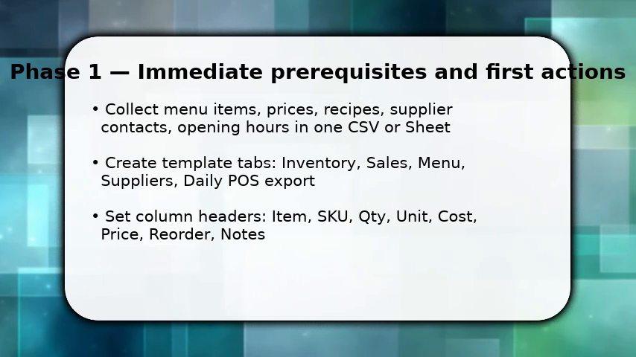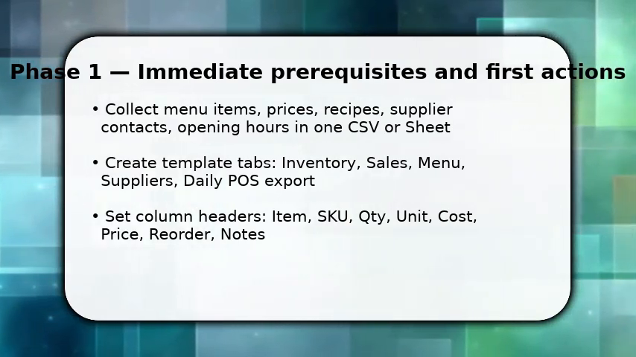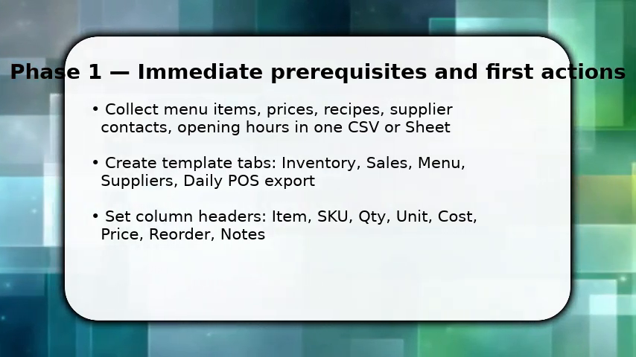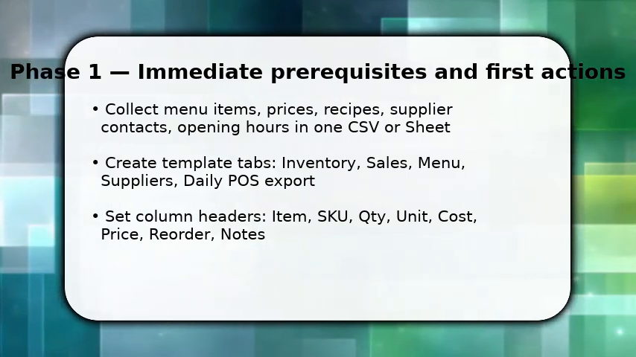You begin by gathering the essentials: menu, supplier lists, recipe yields, and last 30 days of sales. Import or paste that CSV into a new Google Sheet. Create 5 tabs named Inventory, Sales, Menu, Suppliers, and Daily POS Export.